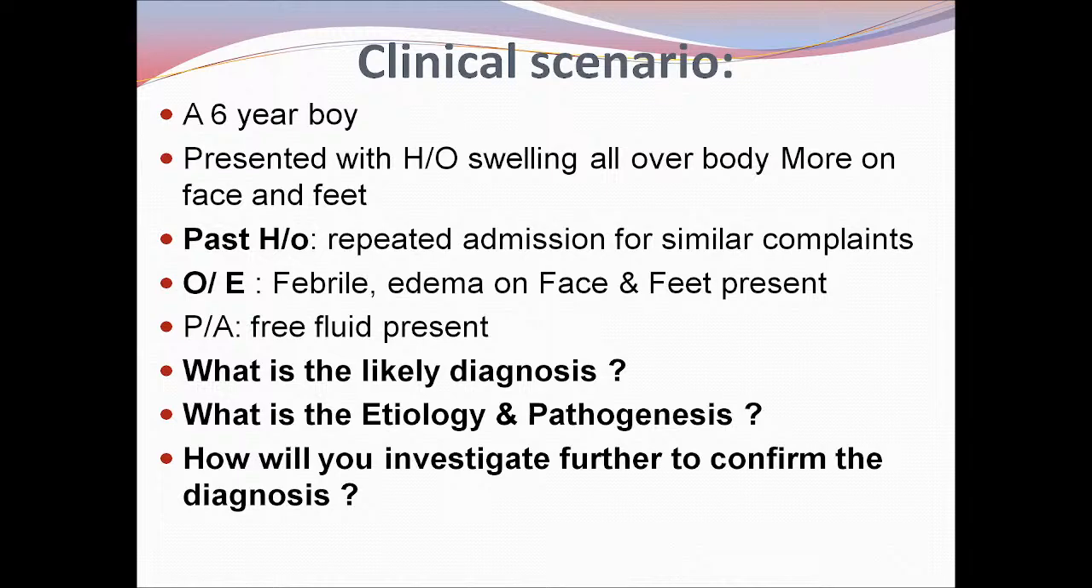Then on examination, when we examine the patient, these are some of the signs we observe. We see that the child is febrile. So, the patient has a fever. Then there is a pitting edema on the face and the feet. Also there is free fluid per abdomen, which means the patient also has ascites, right. So, this all attributes to transudate. Okay. So, what we are getting in this case are all transudates, right.